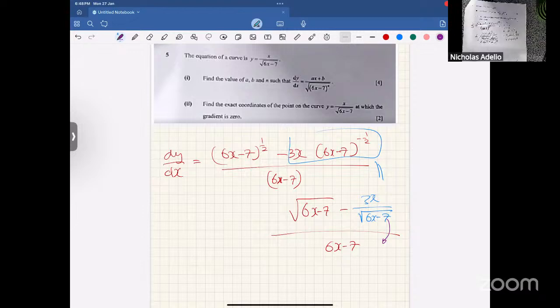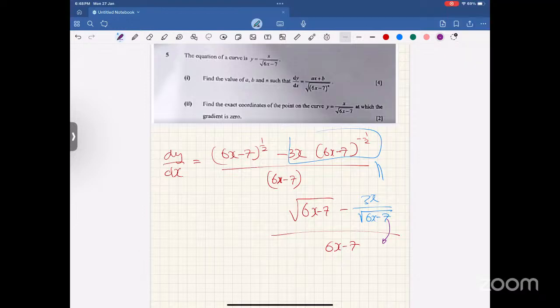Move away and try to simplify. I'm working at both denominators the same. Okay, I'll give you the hint.